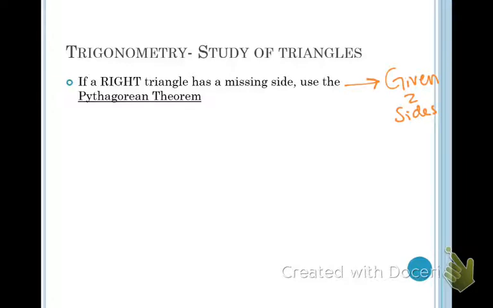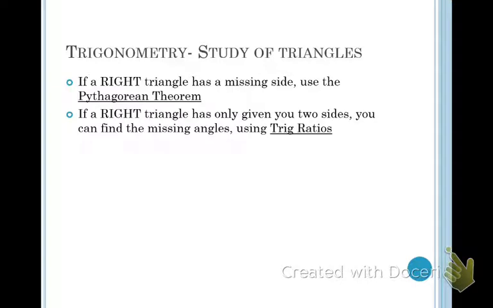So the next two things are when you use a trig ratio. The first instance, which we're going to learn today, if a right triangle has only given you two sides, then you can find the missing angles using trig ratios.